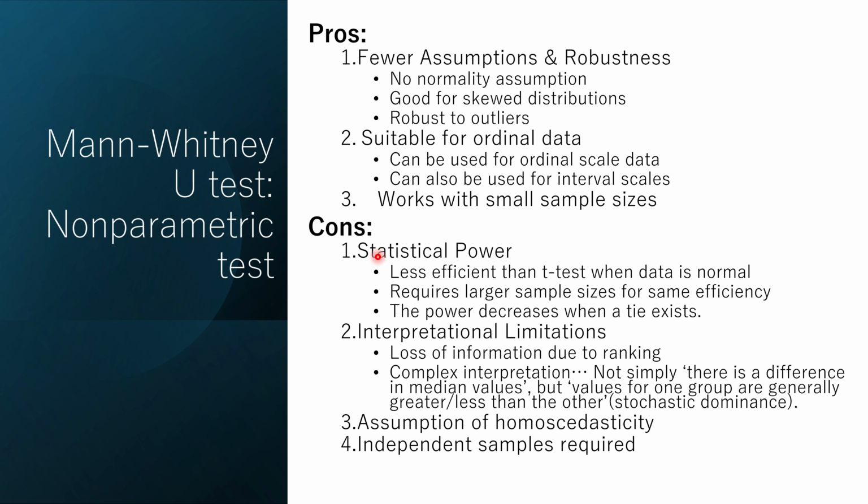But there are limitations. Statistical power: it is less efficient than t-tests when the data is normal. If we can assume that the data is normal, then the t-test is more efficient, a better fit.